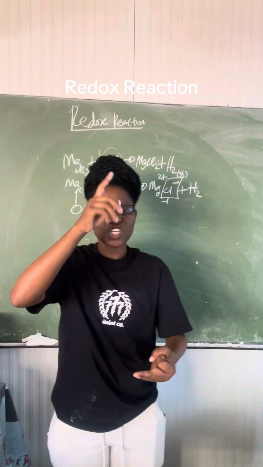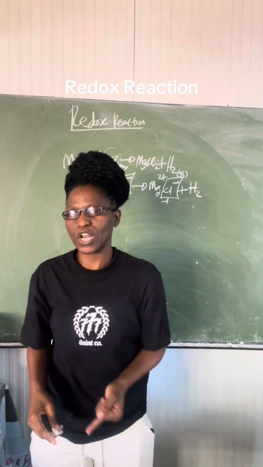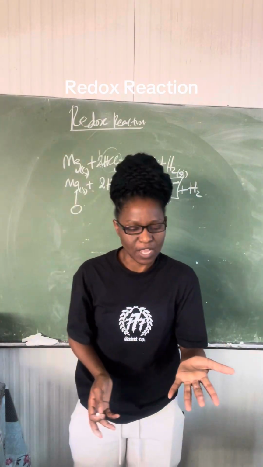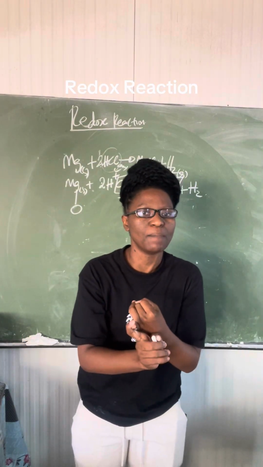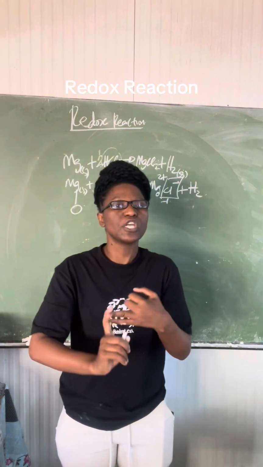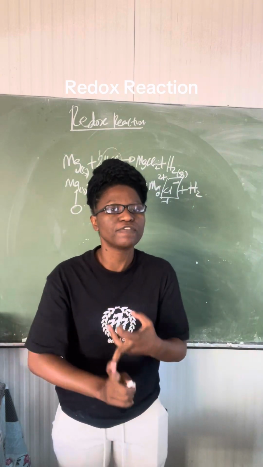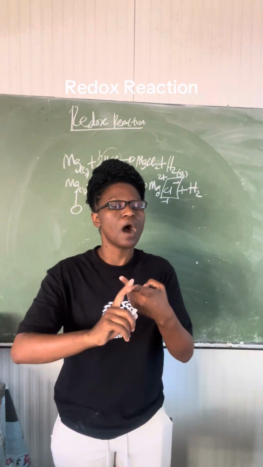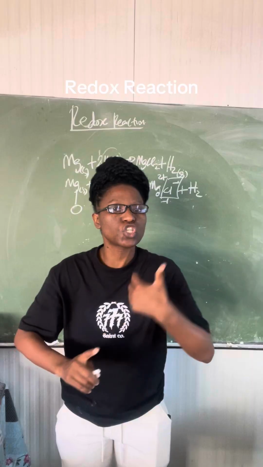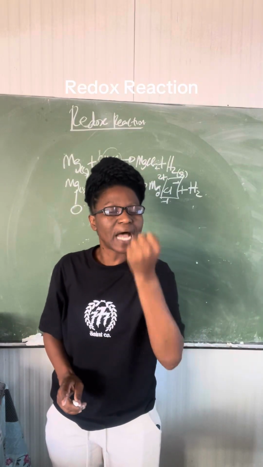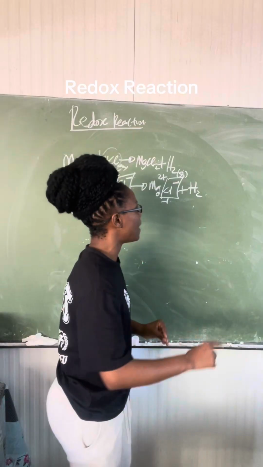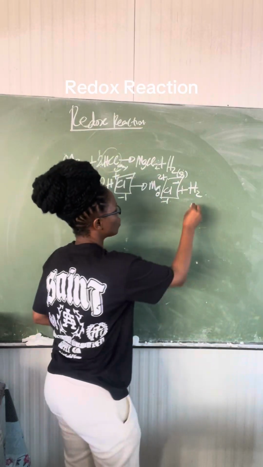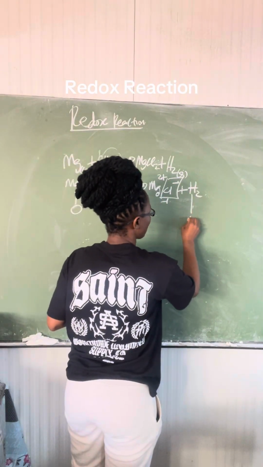Secondly, pay attention to diatomic molecules. When talking of diatomic molecules, we are talking of hydrogen gas, which is H2, Cl2, F2, Br2, and I2. All those diatomic molecules have an oxidation number of 0. So the oxidation number of this one is going to be 0.